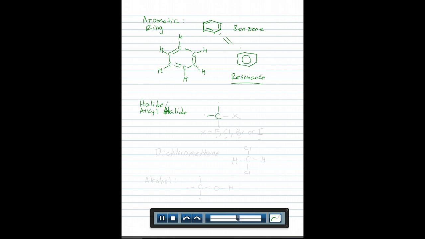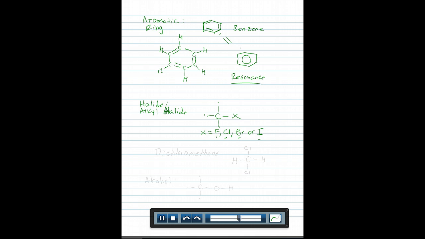The best way of showing it is a carbon with an X, where X can mean either fluorine, chlorine, bromine, or iodine. It's actually pronounced iodine, but we call them iodine. So you can have an alkyl fluoride, an alkyl chloride, an alkyl bromide, an alkyl iodide, all depending on what the group is. All right, and again, at these spots here, you can either have hydrogens or carbons. In this case, you can also have other halogens.